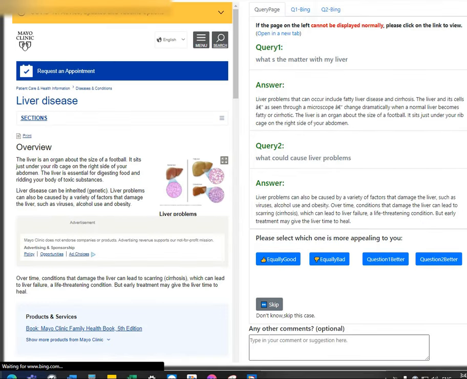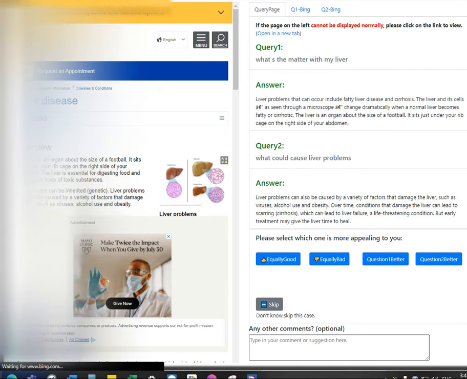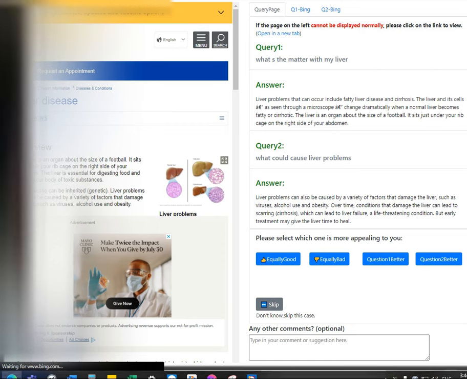So moving on to the next HIT, liver disease. What is the matter with my liver? What could cause liver problems? I think it is liver problems that occur. What is the matter? Now, these are again really confusing.